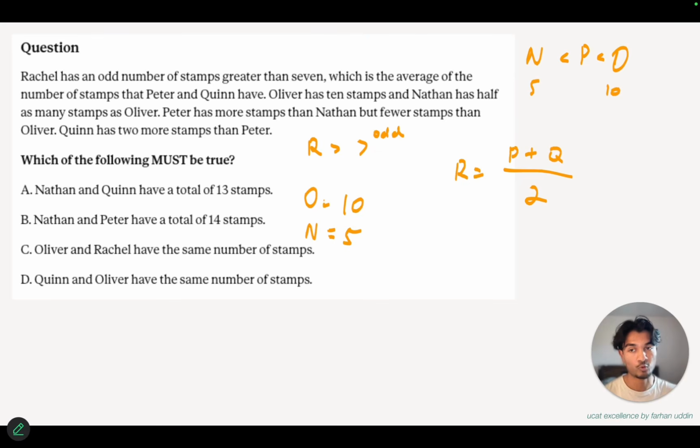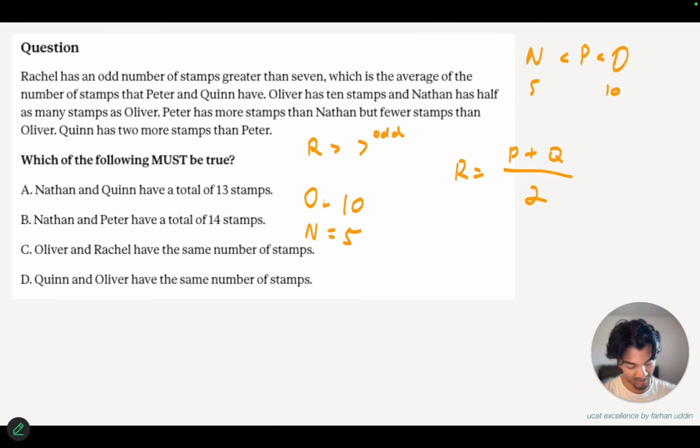Now, we also know that Quinn has 2 more stamps than Peter. So we've basically identified all the information that we can here. So it just comes down to hypothesis testing. So let's go. We know that Peter has to be between 5 and 10. So the number that first comes to mind is 6. We know that Quinn has to be more by 2. So (6 plus 8) divided by 2 ends up giving you 14 divided by 2, or the number 7. We know that Rachel is greater than 7, so that can't be right. So it's not 6 for Peter.